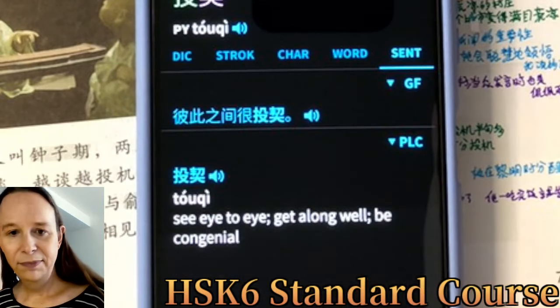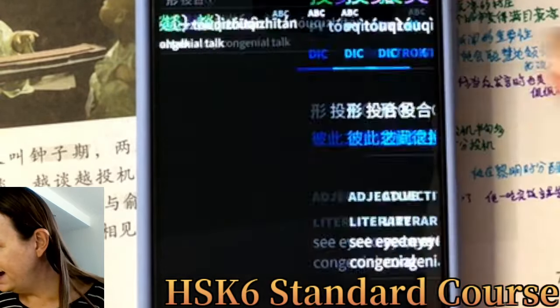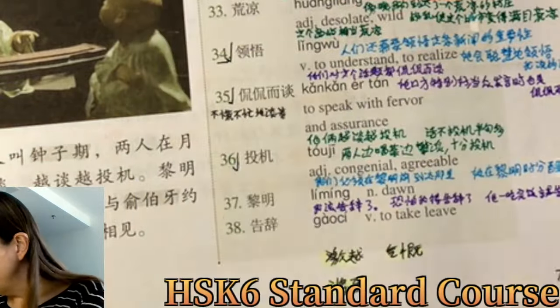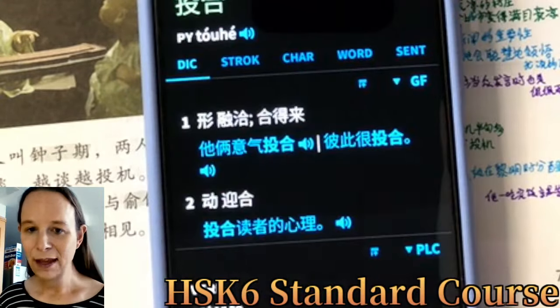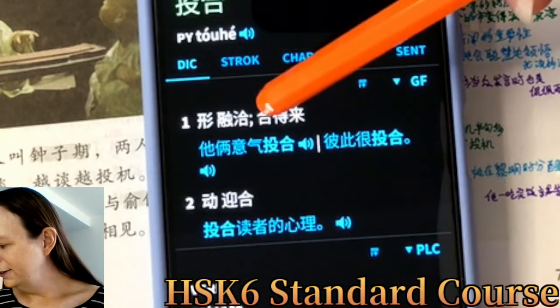投气. 彼此之间很投气. So it's getting along well. All right, so it looks like we need to know that these exist. But 投机 kind of is easier to handwrite. 投合, 融洽, yeah. 相处得很融洽, 合得来.